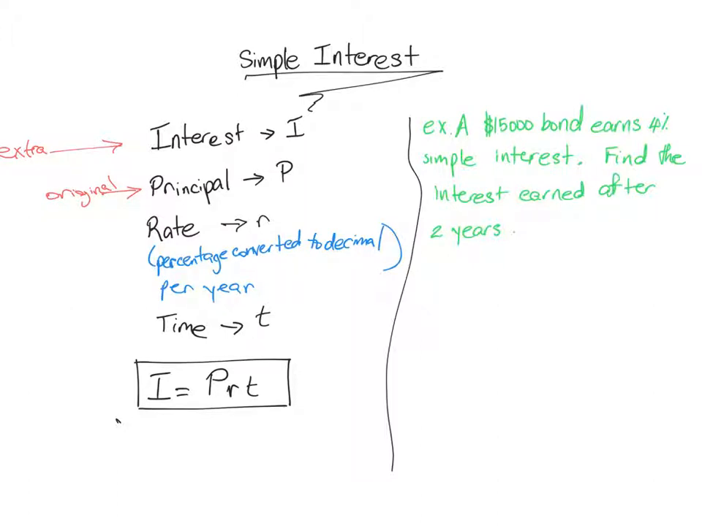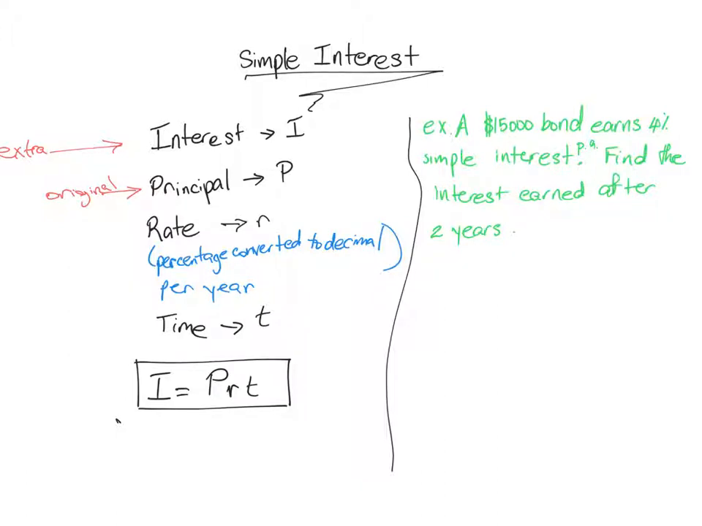Okay, so here's a nice, quick, simple question. We put $15,000 in a bond, and it earns 4% simple interest. And so that's 4% simple interest, I should say, per year. Another way of saying per year is per annum or PA. So it earns 4% interest per year. Find the interest earned after 2 years.